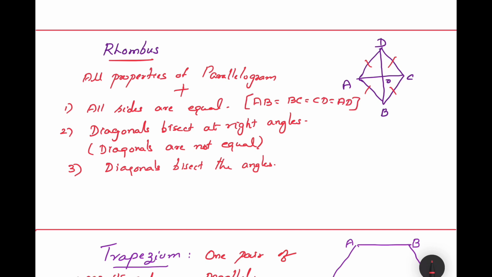Now, the diagonals bisect at right angles. Angle AOD equal to 90 degrees. The diagonals are not equal, so AC not equal to BD, and diagonals bisect the angles. That means, as I told here, 1 equal to 2, all the angles will be equal.